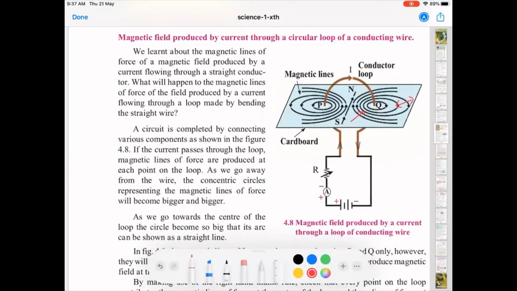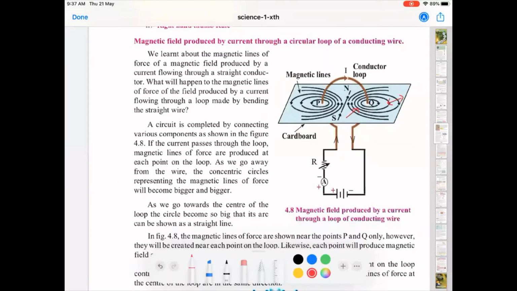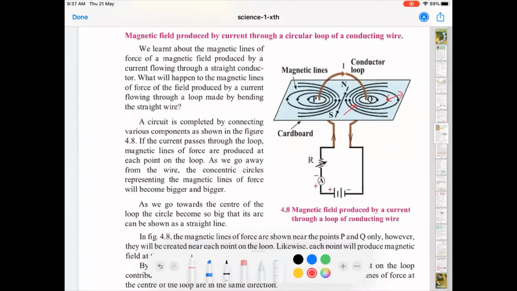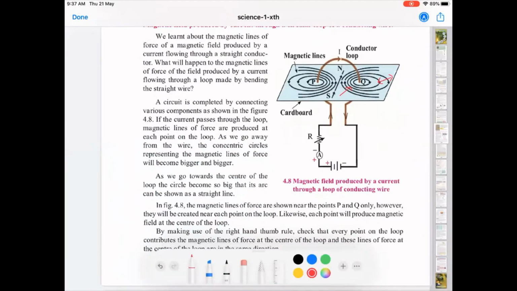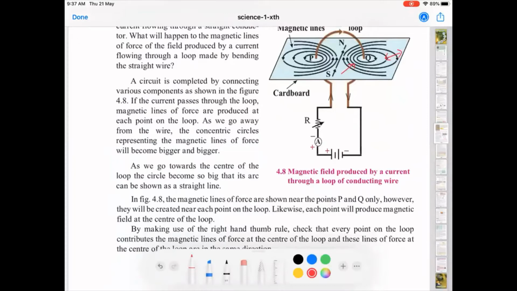Another point to notice: the magnetic lines of force are closer to each other near the loop, and they are away from each other as you go away from the loop, indicating that the strength of the magnetic field varies. That is, near the loop the magnetic field is strong, and away from the loop the magnetic field is less.